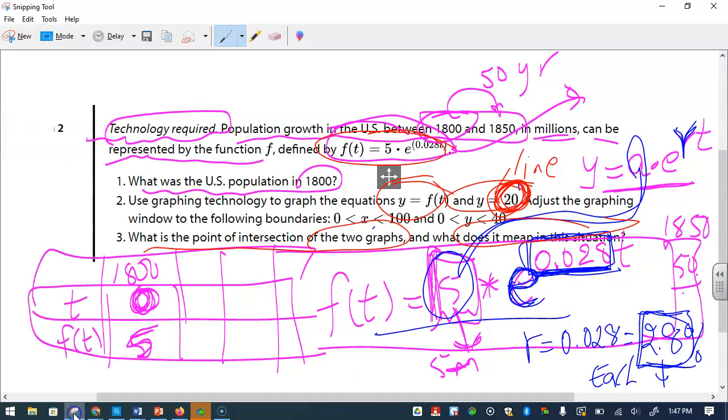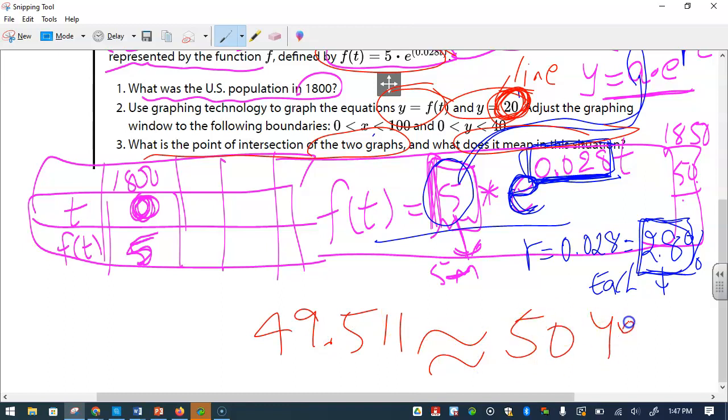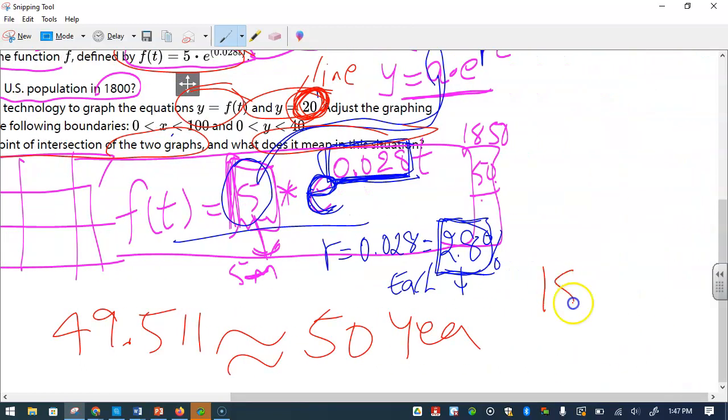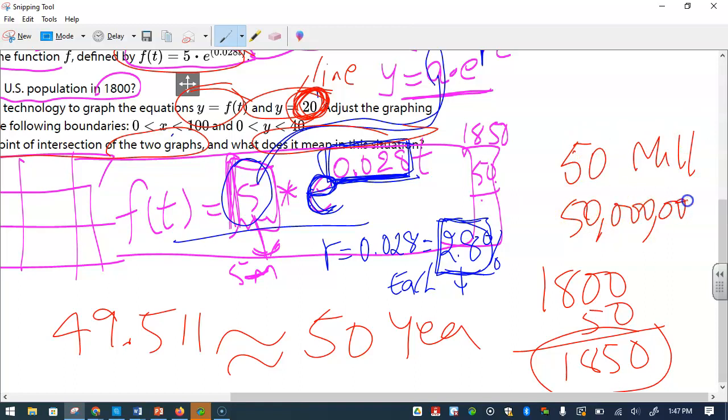I hope so. Here, it will be 49.5, which is approximately 50 years. So that means 1800 was the original, you add 50, so it's 1850. The population was 20 million, which is 20 times, and you put 6 zeros, and that's the actual number. Hope that helps.